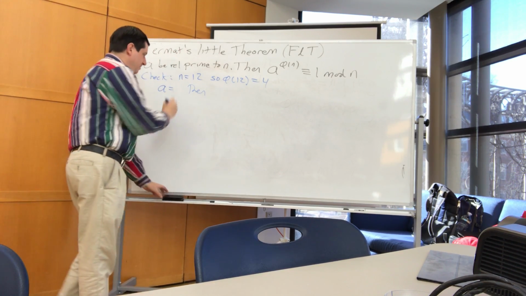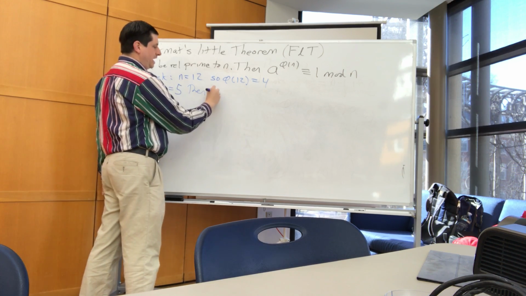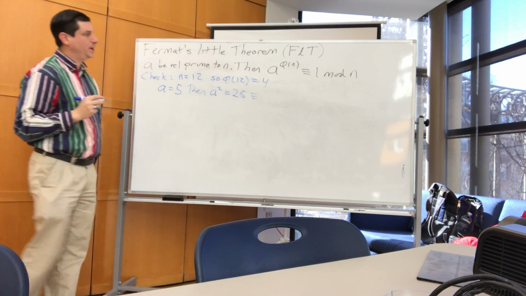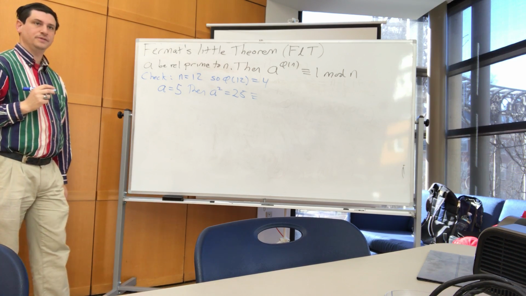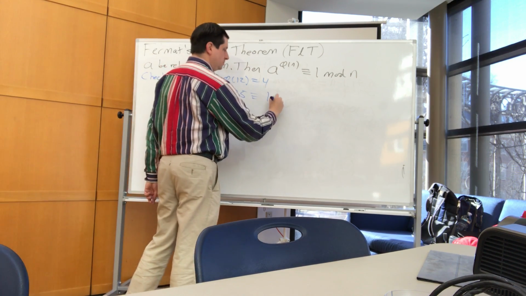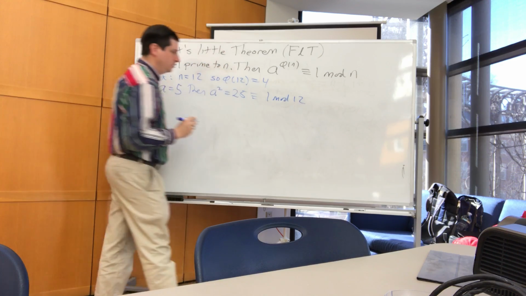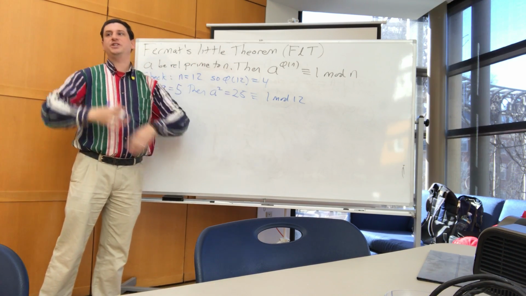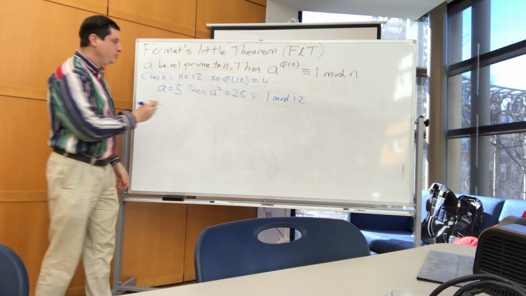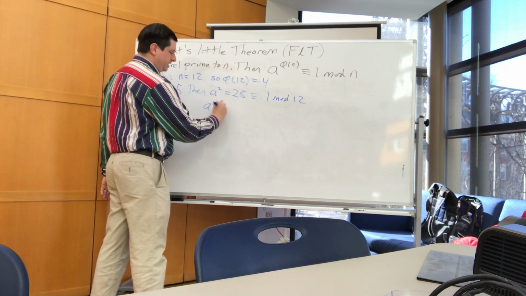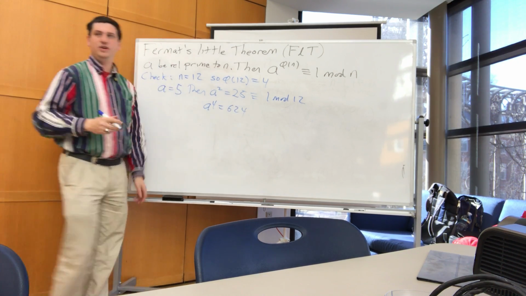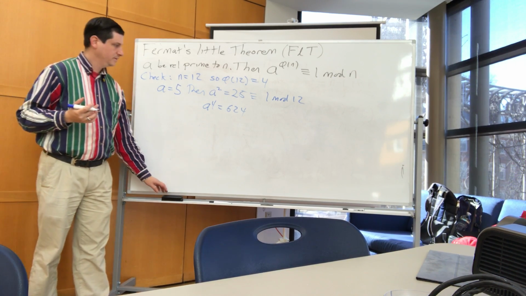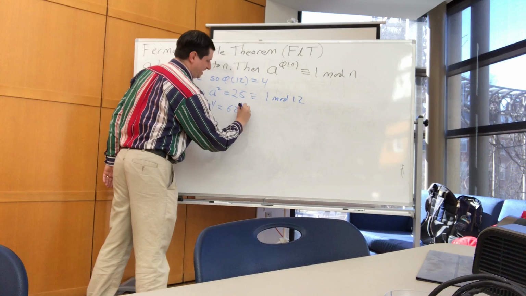5. So if I take a as 5, then a squared is 25. And what is 25 mod 12? It's 1 mod 12. Well, I want to get up to a to the 4th. I could just do a to the 4th is 625 and worry about how to reduce 625 mod 12.